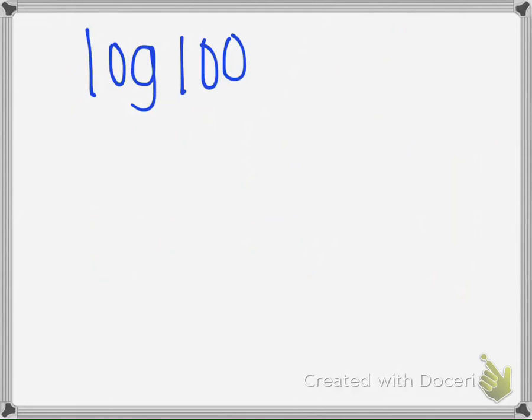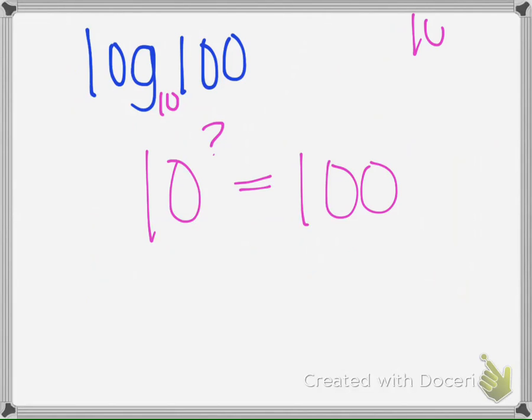Okay, this one doesn't have a base written, so we know it's an implied 10. So we have 10 to what power equals 100. So we know that 10 times 10 is 100. So it takes 2.